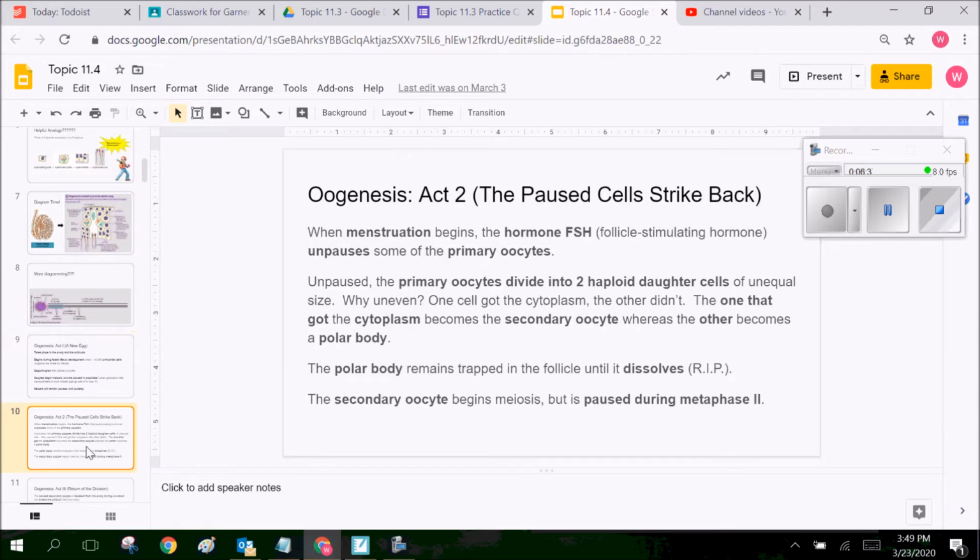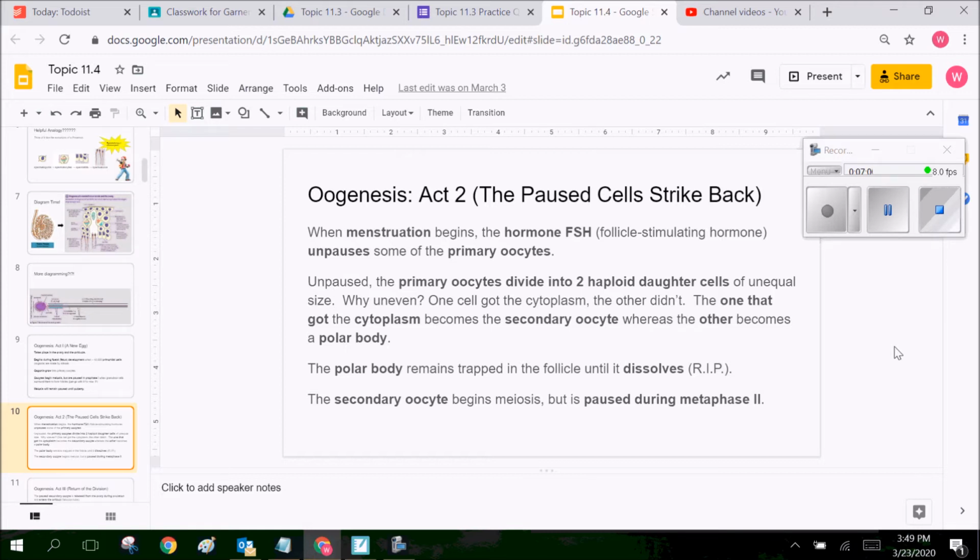So, puberty. When menstruation occurs, there's going to be a hormone release called FSH, which is follicle stimulating hormone. Remember I said that follicles were the things that were surrounding these paused primary oocytes. When FSH comes in, it's going to stimulate those follicles to remove and unpause the primary oocytes. When the primary oocytes are unpaused, they go through the first round of meiosis, creating 2 haploid daughter cells.